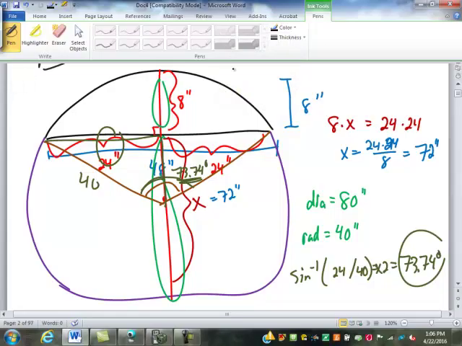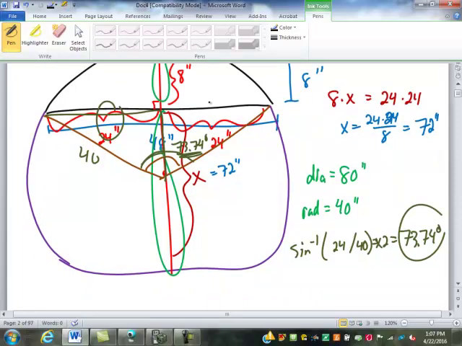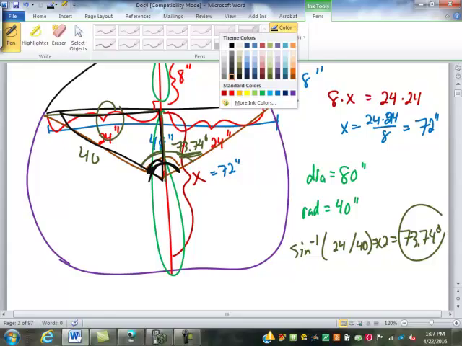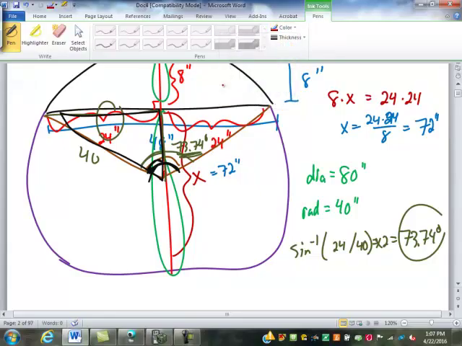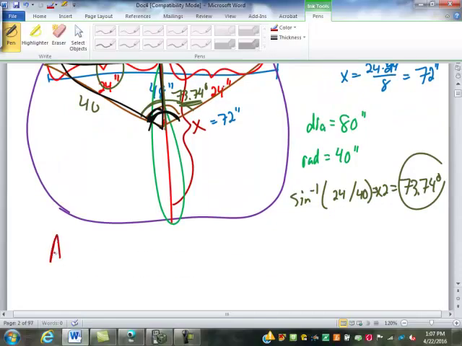Questions so far? Slow down a little bit. The inverse sine is to find this angle here out of this triangle. Once we have that angle, we doubled it to get the whole angle. So our next step is going to be to find the area of the sector.